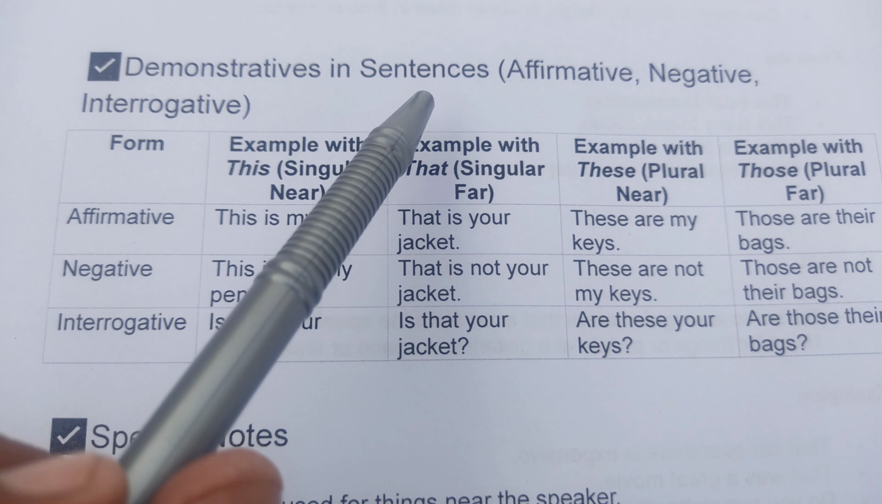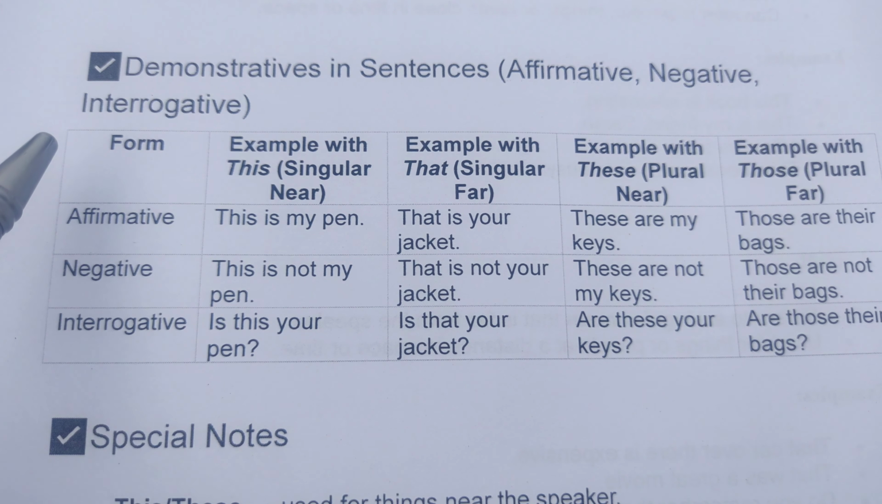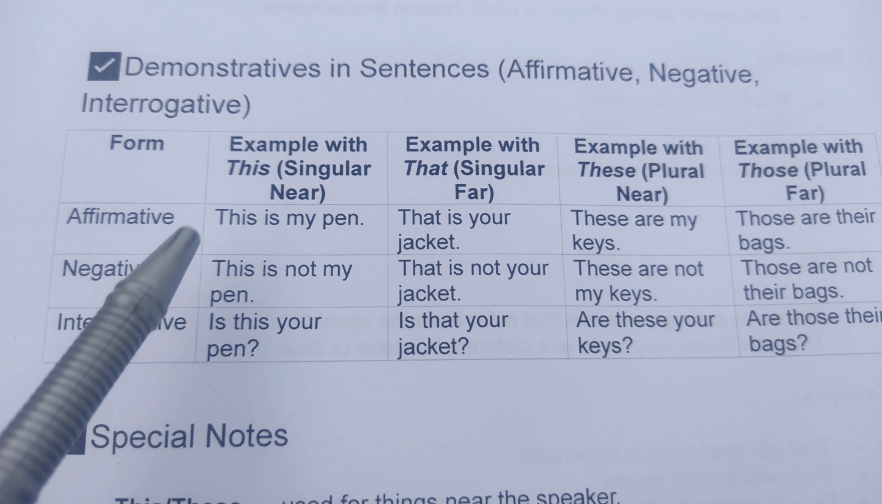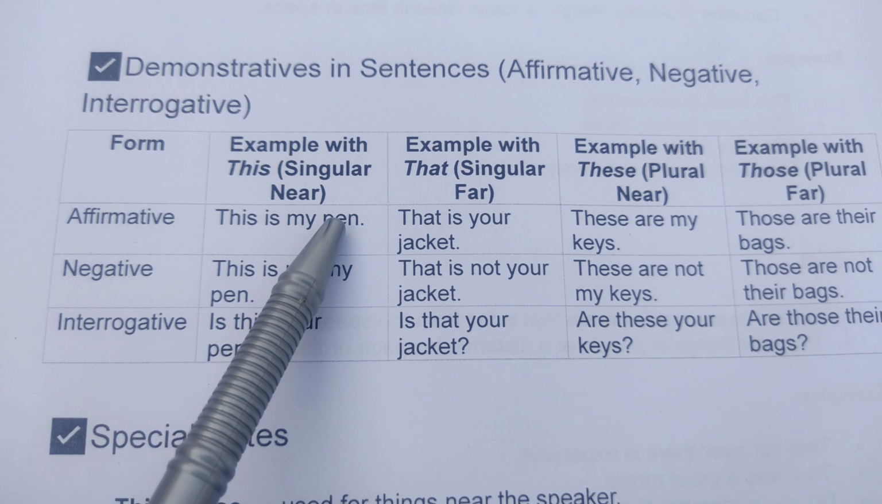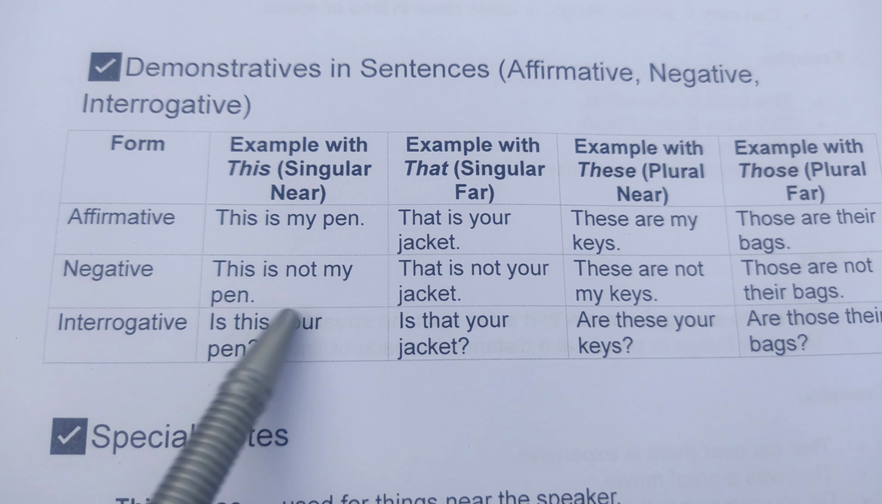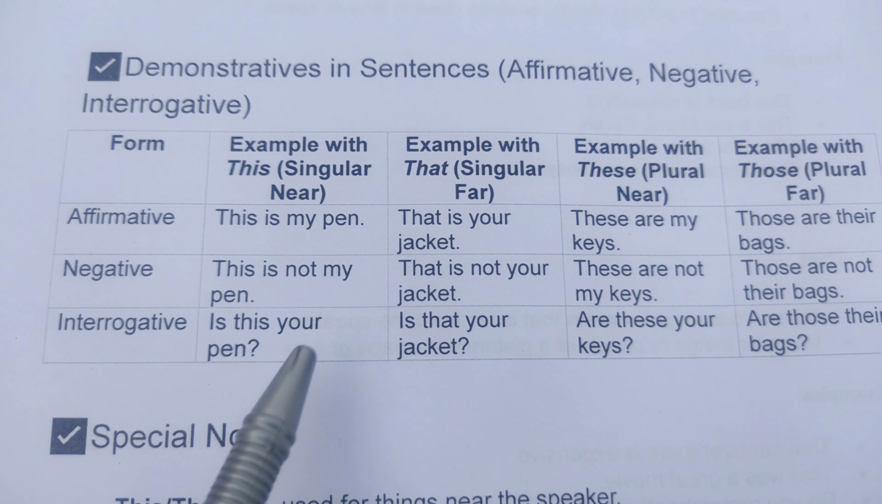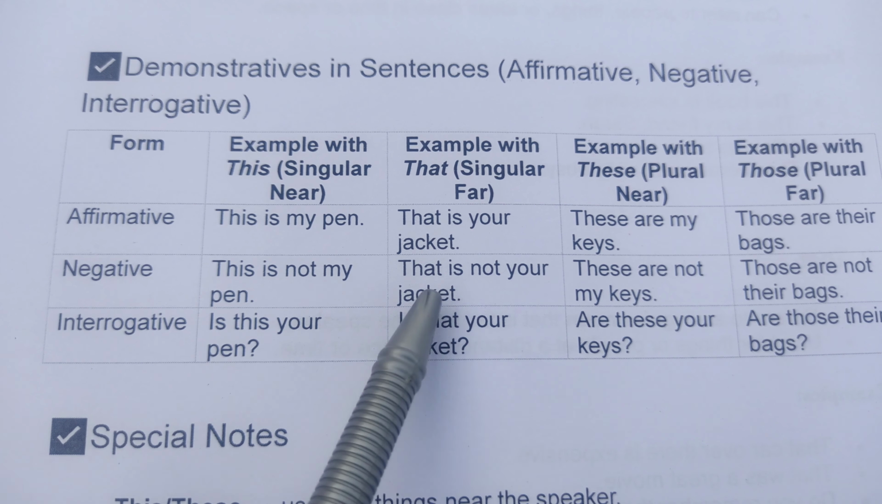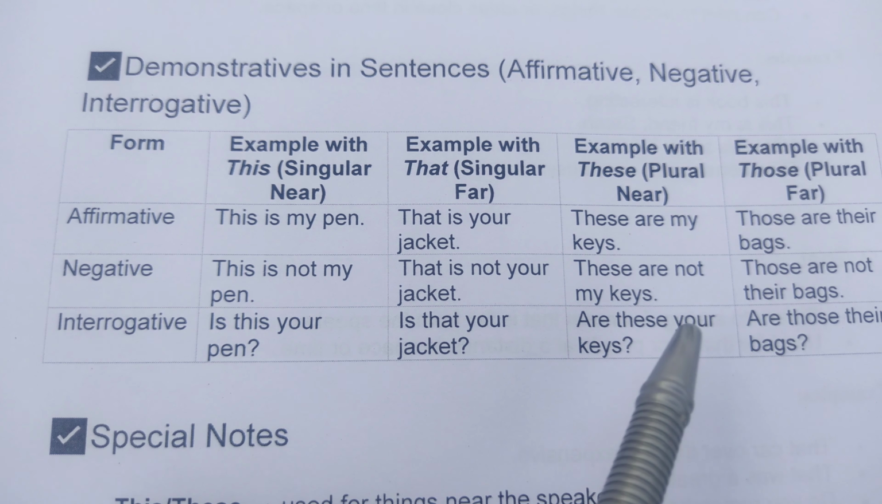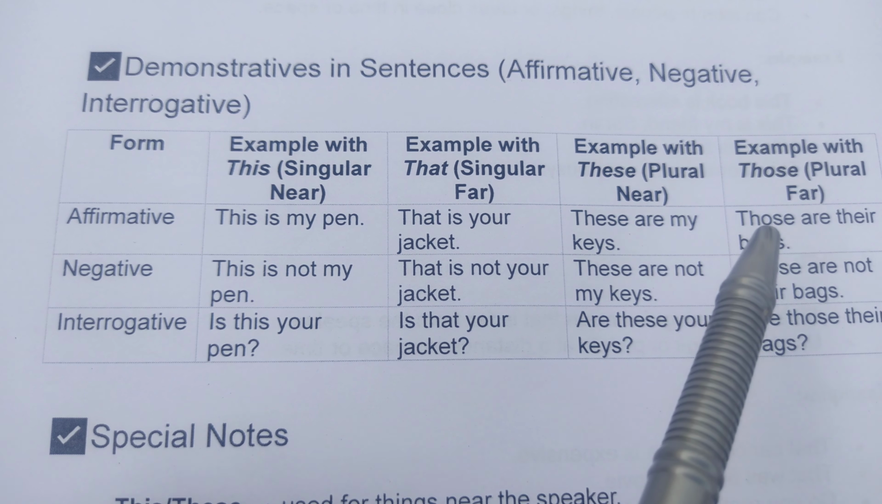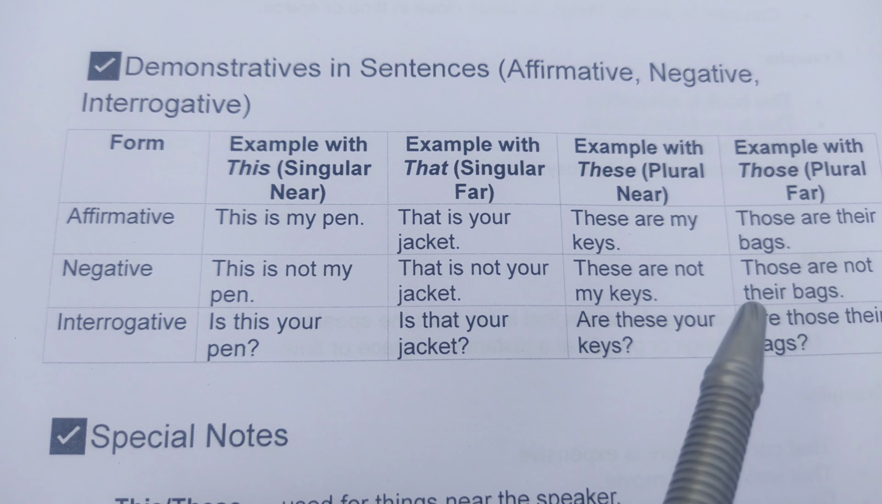Demonstratives in sentences: affirmative, negative and interrogative. Here we have the affirmative, negative and interrogative columns. This is my pen, this is not my pen, is this your pen? That is your jacket, that is not your jacket, is that your jacket? These are my keys, these are not my keys, are these your keys? Those are their bags, those are not their bags, are those their bags?